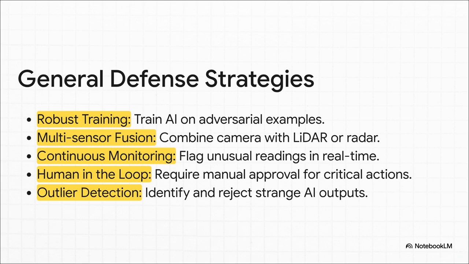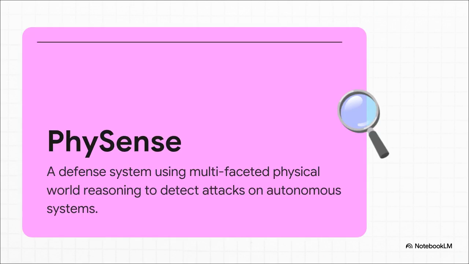That's a must. But it goes beyond just general strategies. Researchers are now building some seriously specialized tools to combat this, and one of the most exciting ones is a system called PhiSense. The whole idea behind it is to give AI a big old dose of real-world common sense.